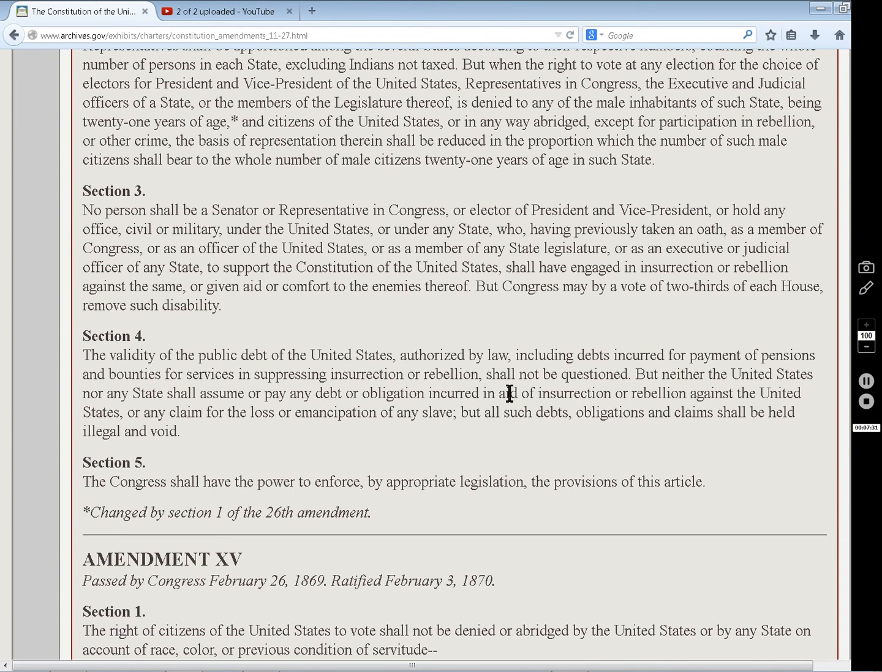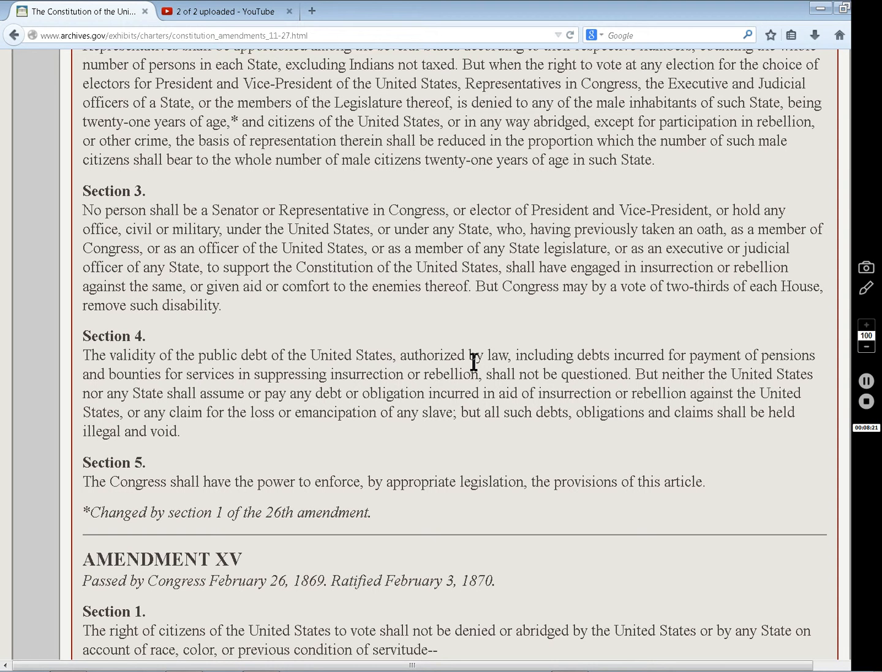Section 3. No person shall be a senator or representative in Congress, or elector of President or Vice President, or hold any office, civil or military, under the United States or under any state, who, having previously taken an oath as a member of Congress, or as an officer of the United States, or as a member of any state legislature, or as an executive or judicial officer of any state, to support the Constitution of the United States, shall have engaged in insurrection or rebellion against the same, or given aid or comfort to the enemies thereof. But Congress may, by a vote of 2/3 of each house, remove such disability.